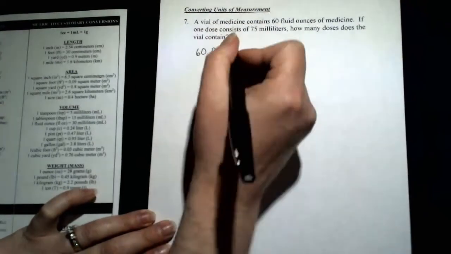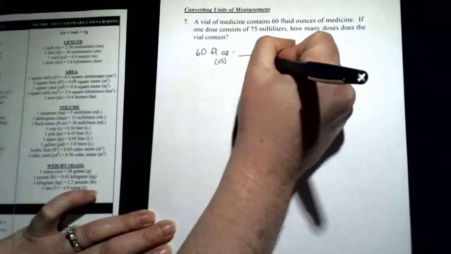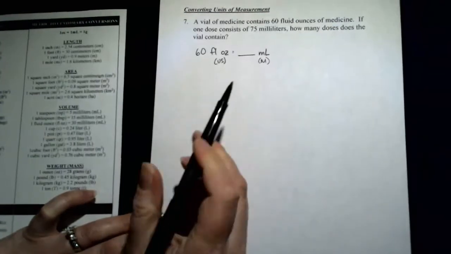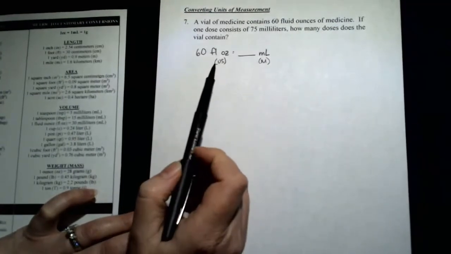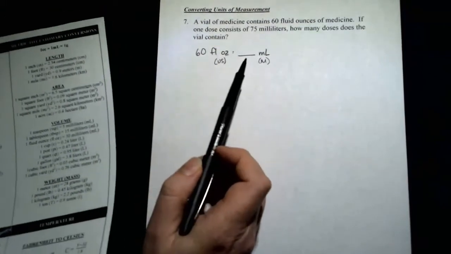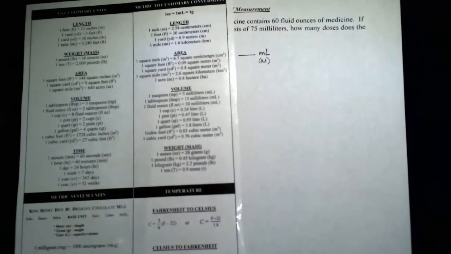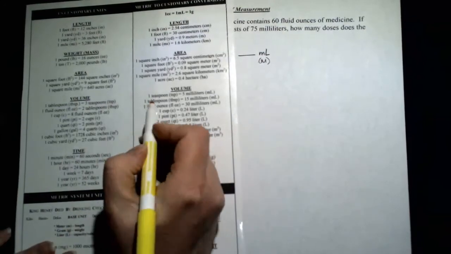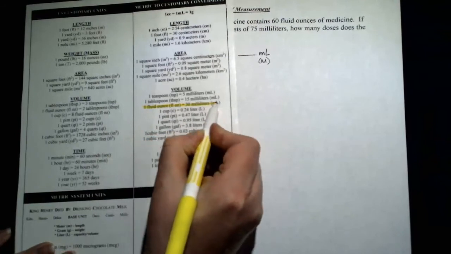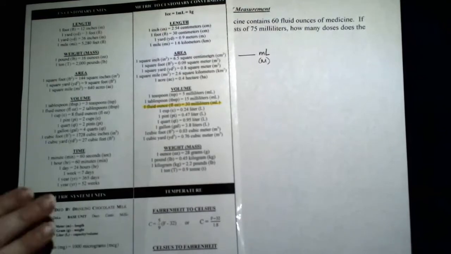Fluid ounces is US. Milliliters is metric. So I need to look and see on the right-hand side of my paper if I can even do this. We're talking about liquid here, so I'm looking under the volume section of this conversion sheet, and I see that 1 fluid ounce is 30 milliliters. So I can do it, and that's the information that I'm going to need to do it.